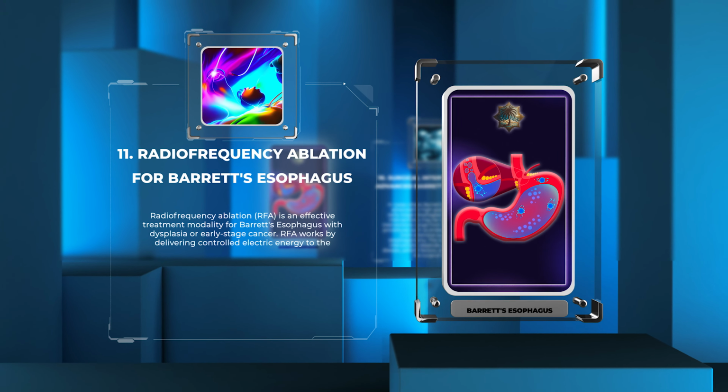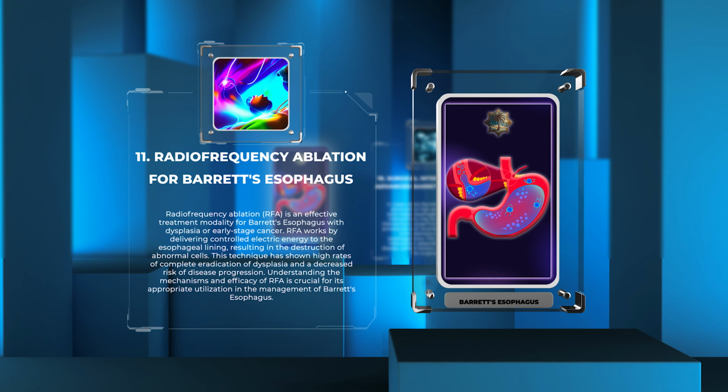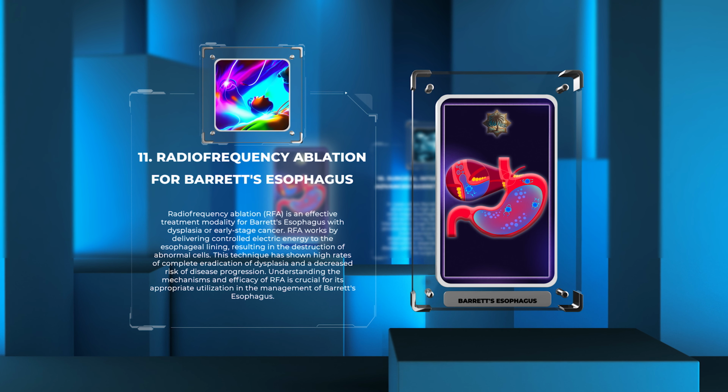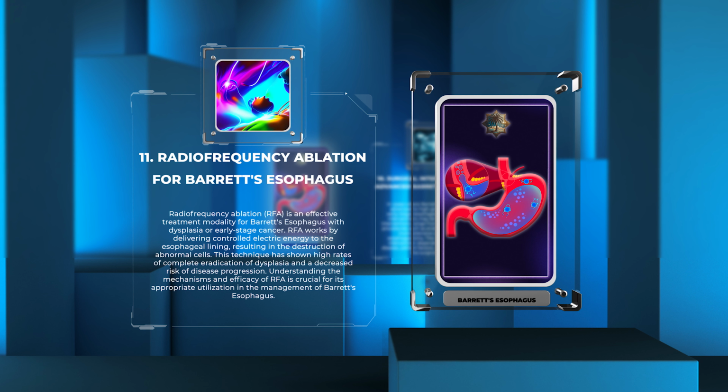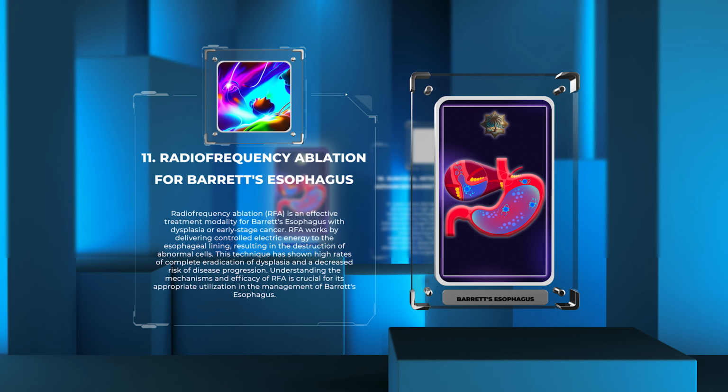Radiofrequency ablation, RFA, is an effective treatment modality for Barrett's esophagus with dysplasia or early-stage cancer. RFA works by delivering controlled electric energy to the esophageal lining, resulting in the destruction of abnormal cells. This technique has shown high rates of complete eradication of dysplasia and a decreased risk of disease progression. Understanding the mechanisms and efficacy of RFA is crucial for its appropriate utilization in the management of Barrett's esophagus.